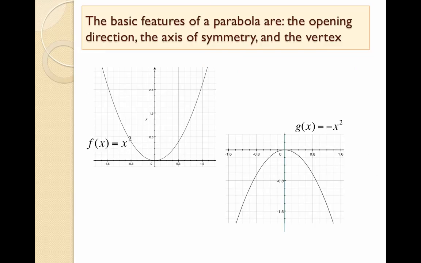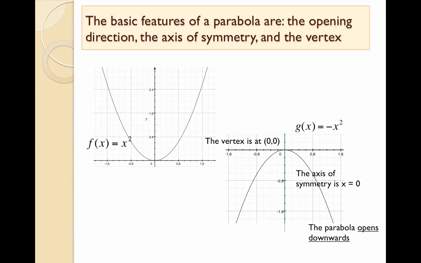Let's look at another example. g of x is equal to negative x squared. Remember from our work with translations and transformations, having a negative coefficient in front of the x squared term means we're going to reflect. So we're flipping that parabola across the x-axis, so now it's facing downwards. However, we have not shifted that parabola left or right or up or down, so its vertex is at (0, 0), just like the parent's. The axis of symmetry is the y-axis, that's x equals 0, and now we can see that the parabola opens downwards.